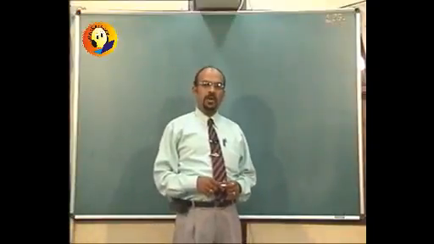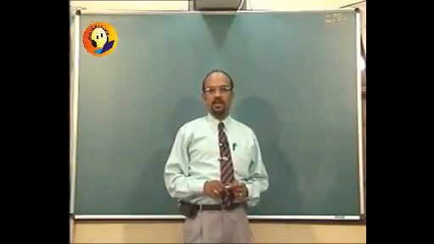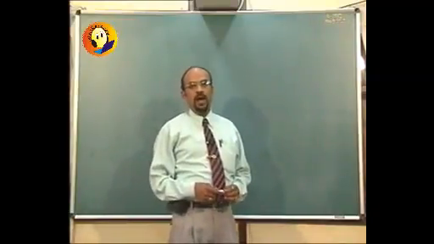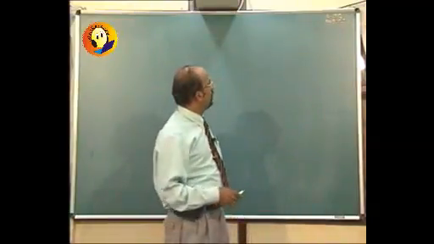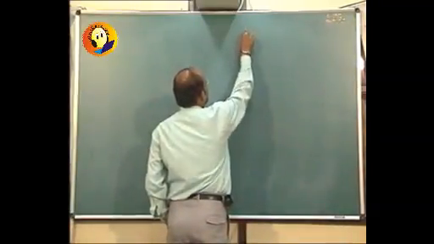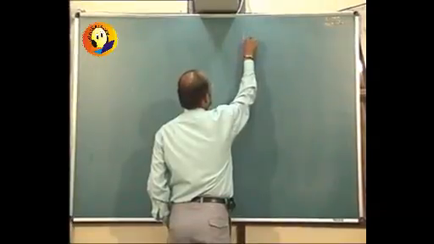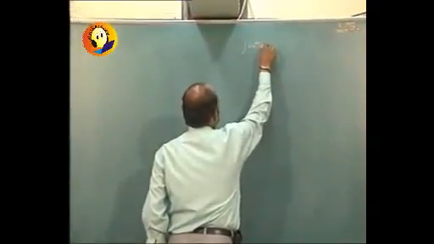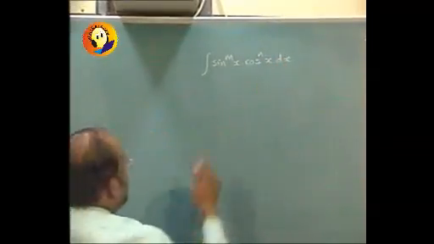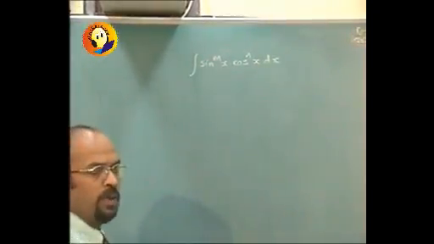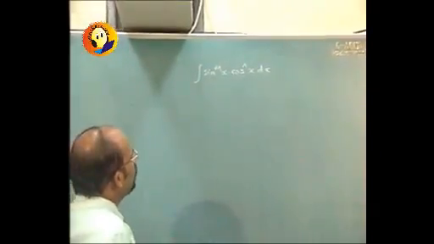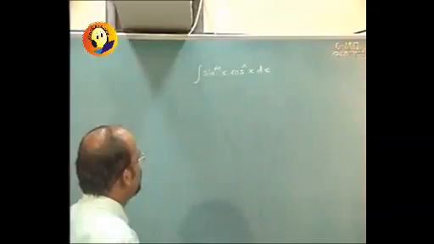The first reduction formula was for the definite integral, and now let us go for one indefinite integral and find the reduction formula. It is to find the reduction formula for integral sin raised to m x into cos raised to n x dx. Now here the reduction is possible in terms of m or in terms of n. Let us go for reduction in terms of n in this case.